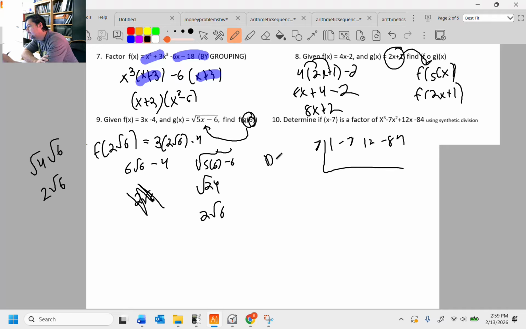Acronym was DMA, always has been, always will be. We drop, and then we multiply. Maybe you don't know how to multiply. 7 times 1 is 7. -7 plus 7 is 0. 7 times 0 is 0. 12 plus 0 is 12. 7 times 12 is 84. We add, we get a 0. Is it a factor? Yes, it is. Yes, the remainder is 0. Half done.